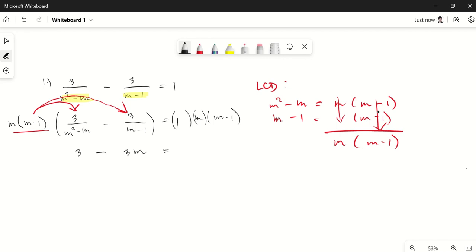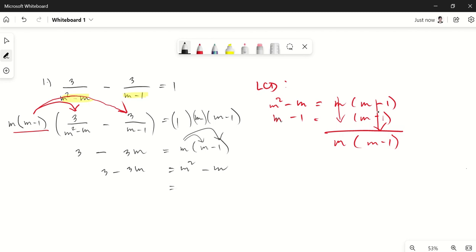This is the application of identity. 1 multiplied to anything would just be the same, so that would be the LCD itself. Afterwards, we can simplify the right-hand side of the equation by distributing the m. So m times m is m squared. m times negative 1 is negative m.